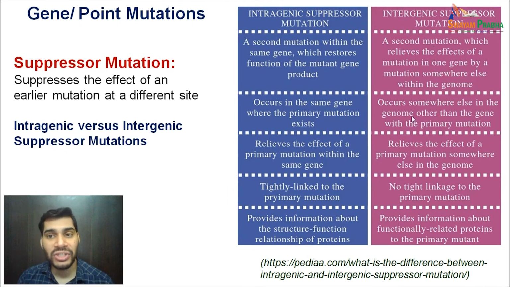The location might be different but within the same gene. Whereas in case of intergenic suppressor mutation, it occurs somewhere else in the genome other than the gene with the primary mutation. The intragenic suppressor mutation relieves the effect of primary mutation within the same gene, whereas the intergenic suppressor mutation relieves the effect of primary mutation somewhere else in the genome. They provide information about the structure-function relationship of the proteins, whereas intergenic suppressor mutation provides information about functionally related proteins to the primary mutant. So these are the basic differences between the intragenic and intergenic suppressor mutations.